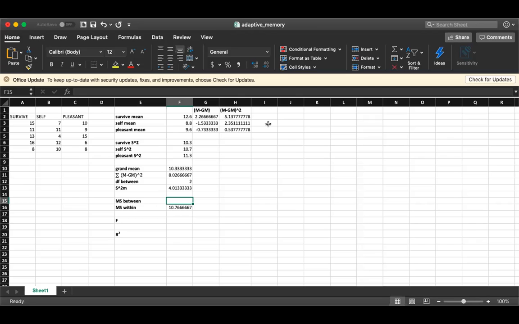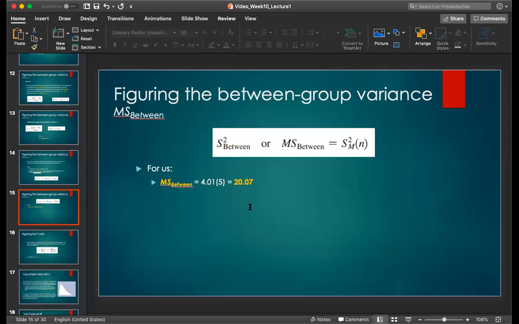So to calculate the mean squared between, we need to multiply our S squared of m by the number of subjects in each group, which in this case is 5. So mean squared between equals S squared of m, which is in F13, multiplied by 5, the number of subjects in each group. And there is our mean squared between. So does it check out? Yes, it does. Mean squared between equals 20.07.